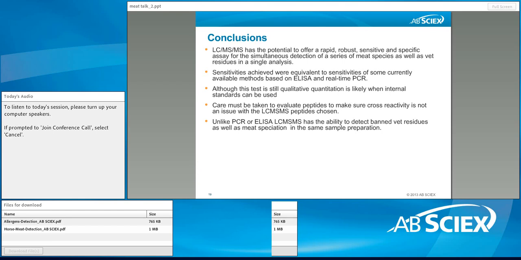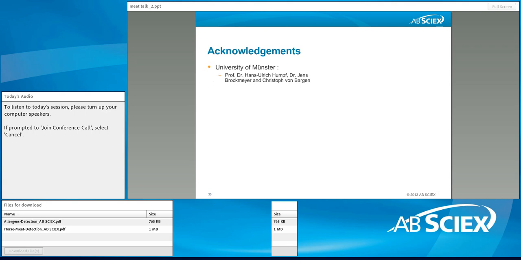And I think one thing which is unique about LC-MS in this area is the ability to combine the peptide and species detection from the proteins as well as the vet residue detection all in the same sample prep and analysis, and this simply can't be done by other types of technology.